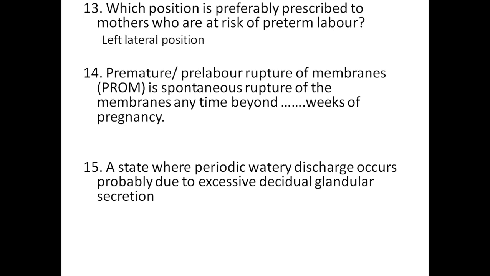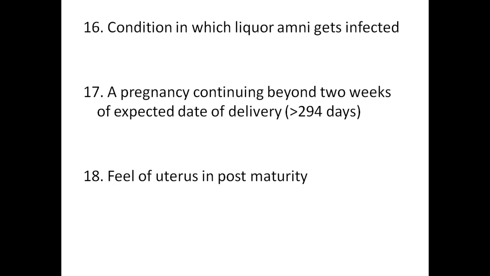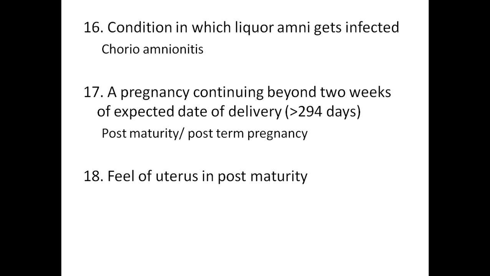Premature or prelabor rupture of membranes is spontaneous rupture of membranes at any time beyond the 20th week of pregnancy. A state where periodic watery discharge occurs, probably due to excessive decidual glandular secretion, is known as hydrorrhea gravidarum. The condition in which liquor amnii gets infected is called chorioamnionitis. A pregnancy continuing beyond 2 weeks of the expected date of delivery is known as post-maturity or post-term pregnancy.